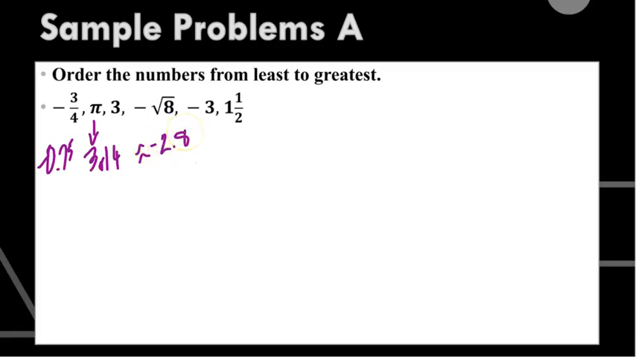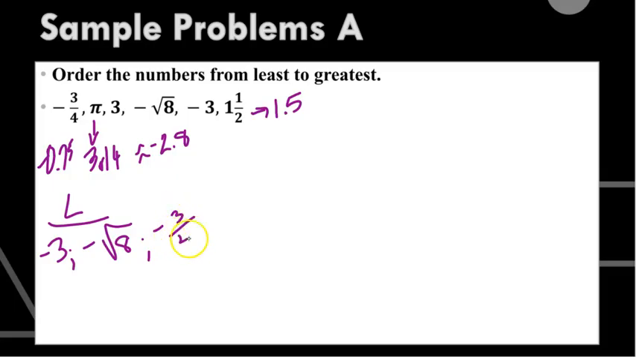Then we got -3, and then this is a positive 1.5. So from least to greatest. The least one's the smallest number. It would be in the negatives, and -3 is the furthest one away from 0 to the left. So -3 would be first. Then we would have negative square root of 8, because that was negative 2.8. Next, we would have our next negative number, which was negative 3/4.